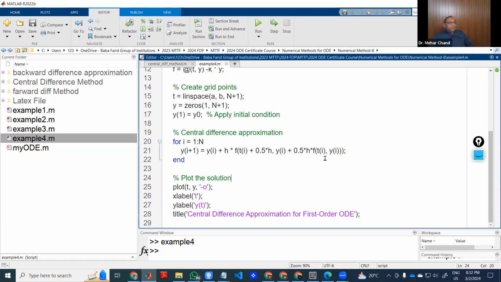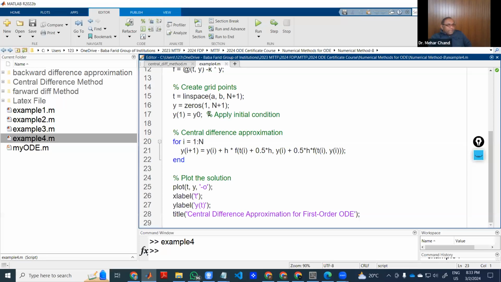So this is all about the finite difference approach to solve ordinary differential equations. Any questions related to this example? Only keep in mind this value, which corresponds to this point. When you execute, we get the corresponding graph.